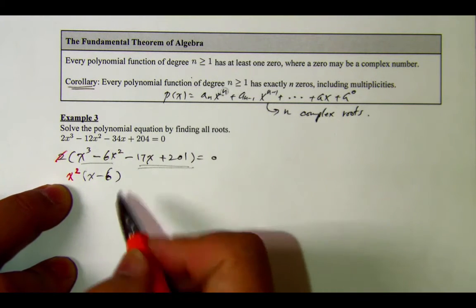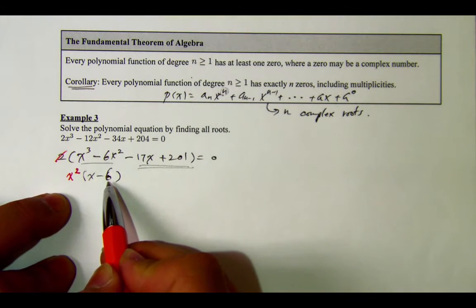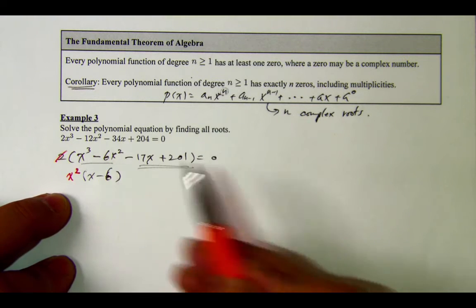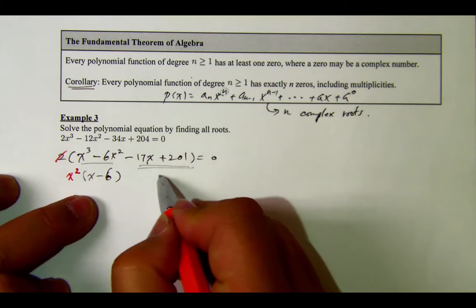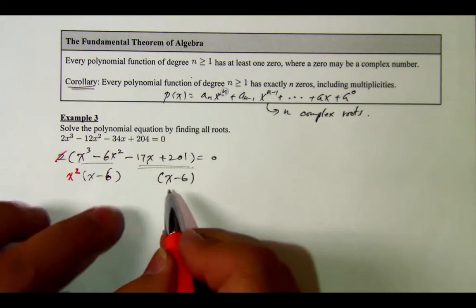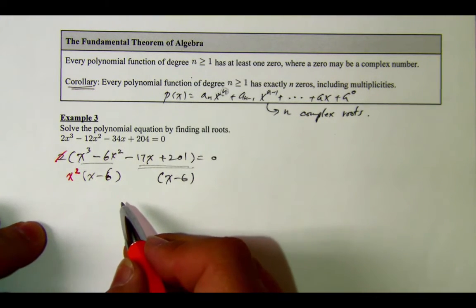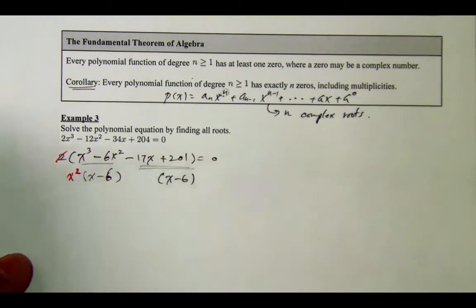Let's double check if it works. X squared times x gives you x to the third. X squared times negative 6 gives you negative 6x squared. Beautiful. So in the next one, we should get x minus 6, right? So we could have a factoring again, right? If it doesn't, then there's no point to group factoring.